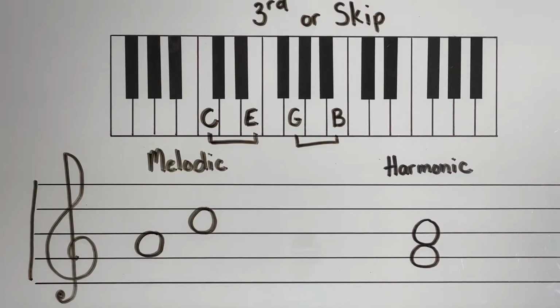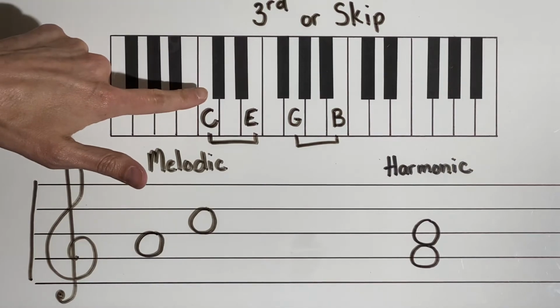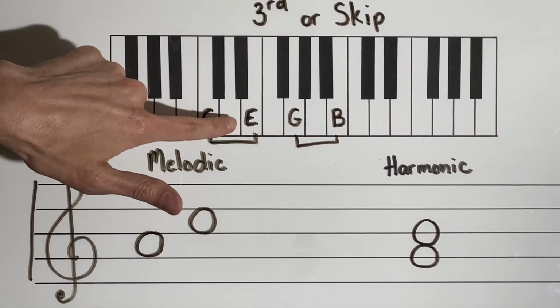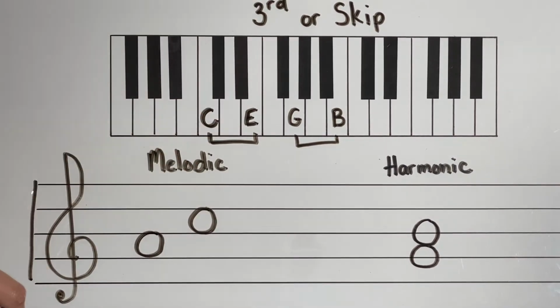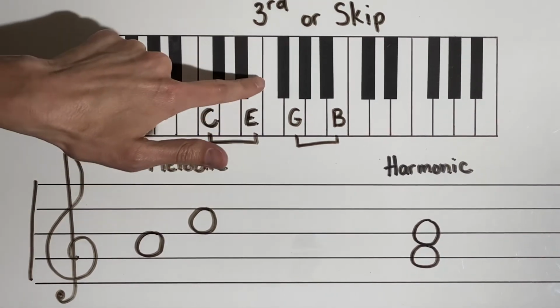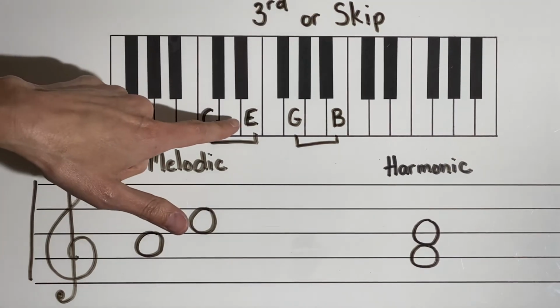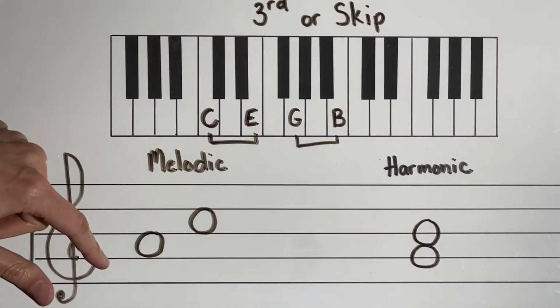Now we're going to move on to a third or a skip. When we look at our piano, we're going to always start with our piano. When we look at our piano keys, a third is when we go from C, we skip D, and we go to E. Now, did you hear what I said? C, skip D, go to E. That's why I like to call this a skip, because we are skipping D. He does not get to play.